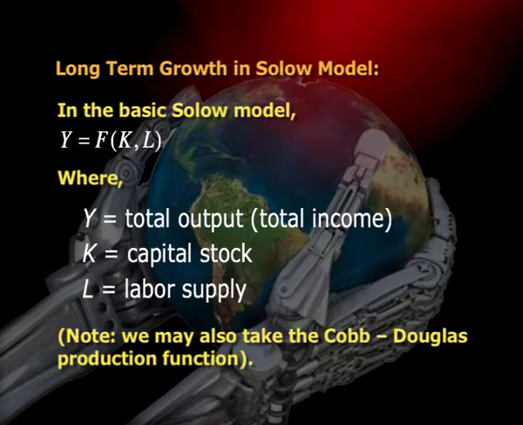In the basic Solow model, the function may be given as Y is equal to a function of K and L, where Y is equal to total output, K is equal to capital stock, L is equal to labor supply. Note, we may also take the Cobb-Douglas production function to explain the Solow model.